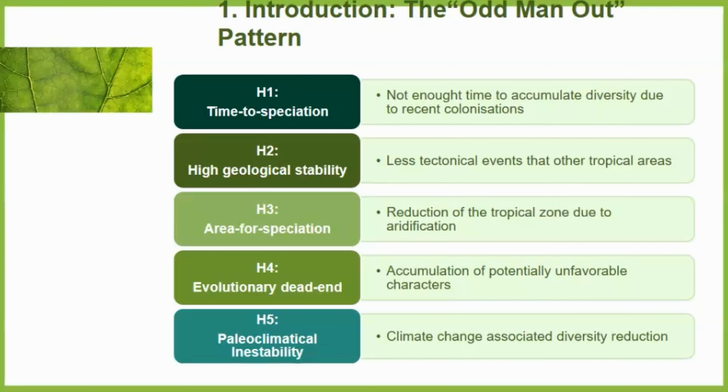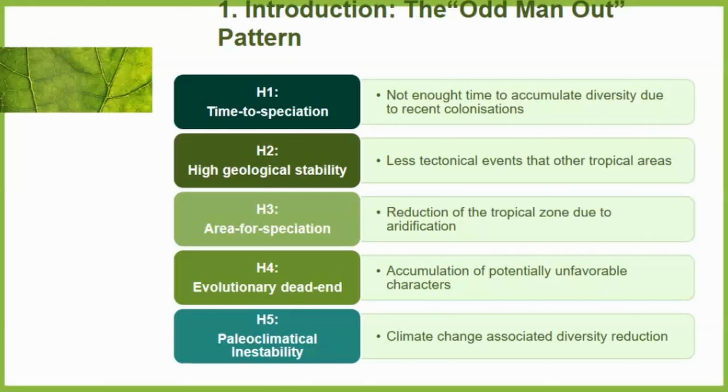And there's not enough time to accumulate that diversity. The second hypothesis is that this lower diversity could be explained by a more stable tectonic history. So from the paleogeology to now, you will see fewer orogenies and fewer movements of the tectonic plates, fewer accidents. That is not so correct nowadays because the latest paleogeological studies show that there has been a lot of activity in Africa also.